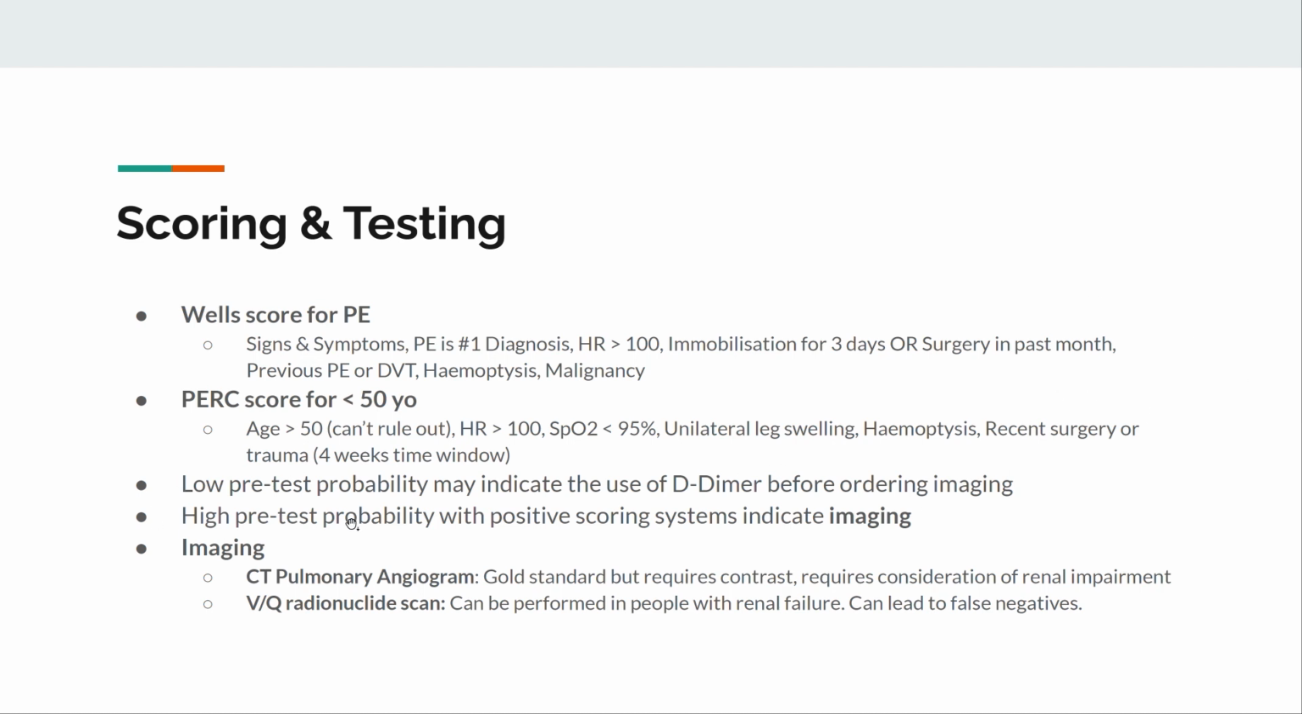If you have a low pretest probability, maybe D-dimer would be useful, but I actually haven't seen D-dimer used at all. And that's because if you have a high pretest probability and you really are worried, you should be doing some kind of imaging. If someone has good kidneys, the gold standard is a CTPA, but it requires contrast, so you can't do it if they have bad kidneys. So the alternative is a VQ radionuclide scan, which can miss PEs, but it can be done in someone with chronic kidney disease without issue.